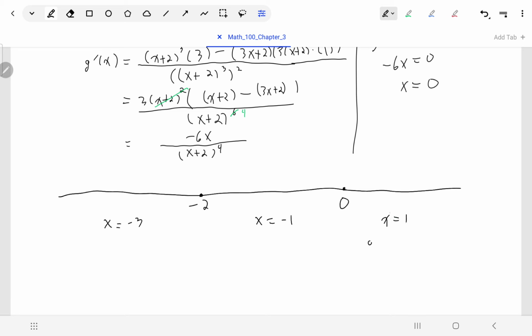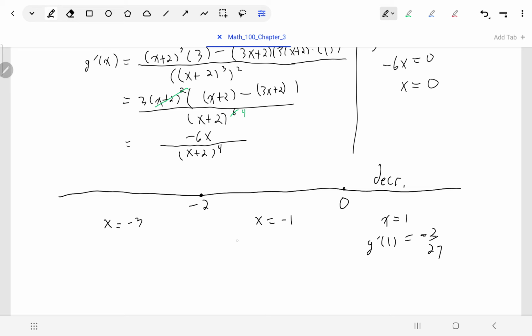So when I look at g prime of 1, putting in 1 for my x value in my derivative, I'll have negative 6 on the top and 81 on the bottom. Negative 6 over 81, or the same thing as negative 2/27. So therefore, our derivative is negative. In that interval, we must be decreasing.